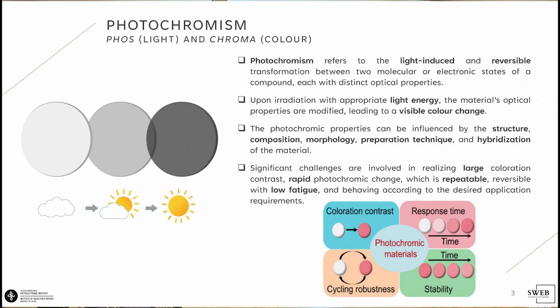What are the main properties we look at when we are studying photochromic thin films? Well, the first is the photochromic contrast. In general, we want to increase it, and the larger, the better. Then, of course, the photochromic change speed, or how fast a material reaches either the dark state or how fast it bleaches back.